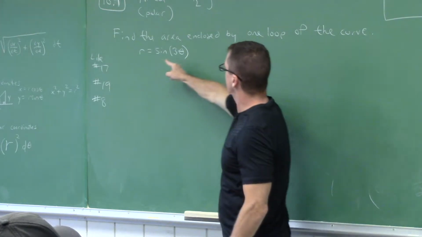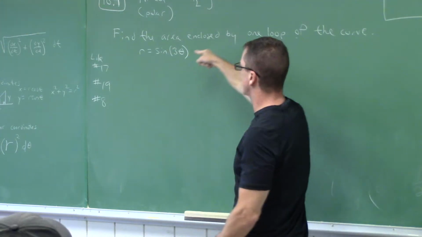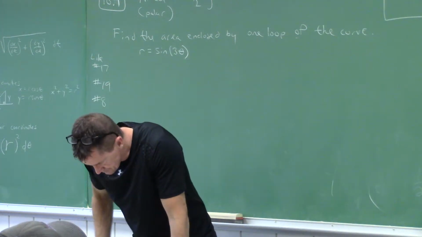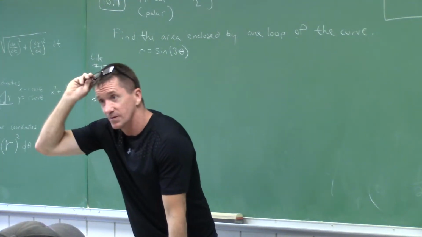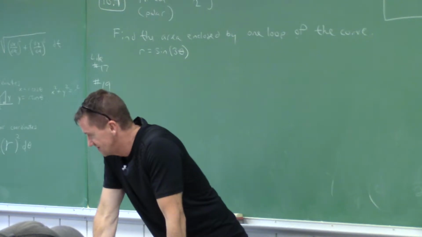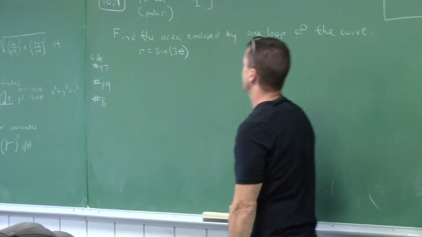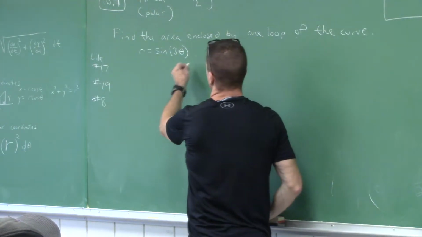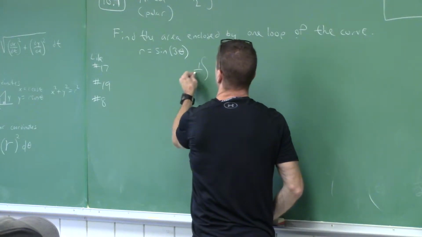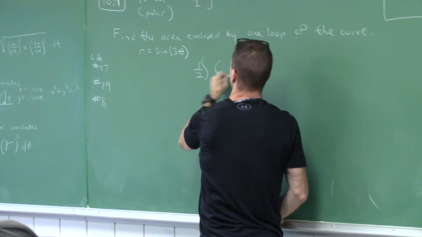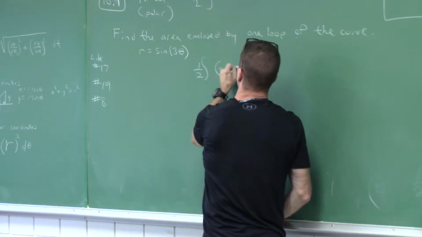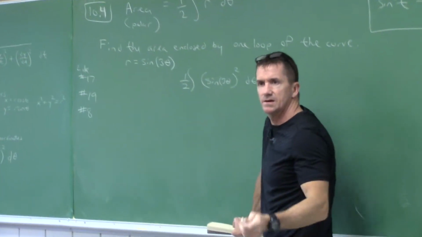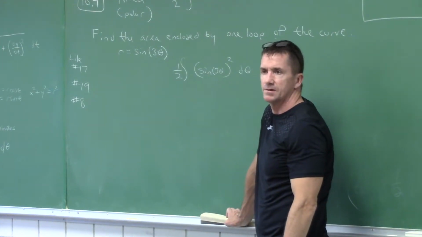We've got to find the area enclosed by one loop of the curve r equals sine of 3 theta. Number 19 had sine of 4 theta. This problem's a piece of cake. 1/2 out here, what's getting squared? See what I mean? Isn't that area? What's the tough part though?